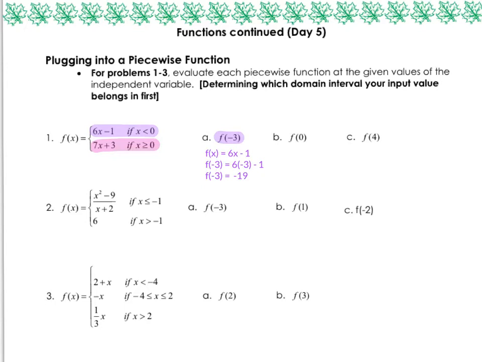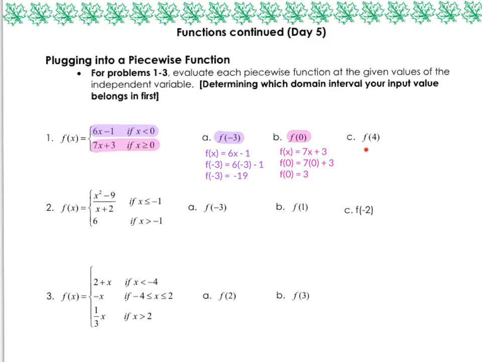f of 0. Because 0 is included in the pink function, because that domain says x is greater than or equal to 0, I'm going to highlight this one pink. So to start off here, I started by writing f of x equals 7x plus 3. Then I showed substituting in the 0 where the x is, and doing that anywhere in the function where I have an x, replacing it with the input value of 0. When I put that in my calculator, I end up with an output of 3.